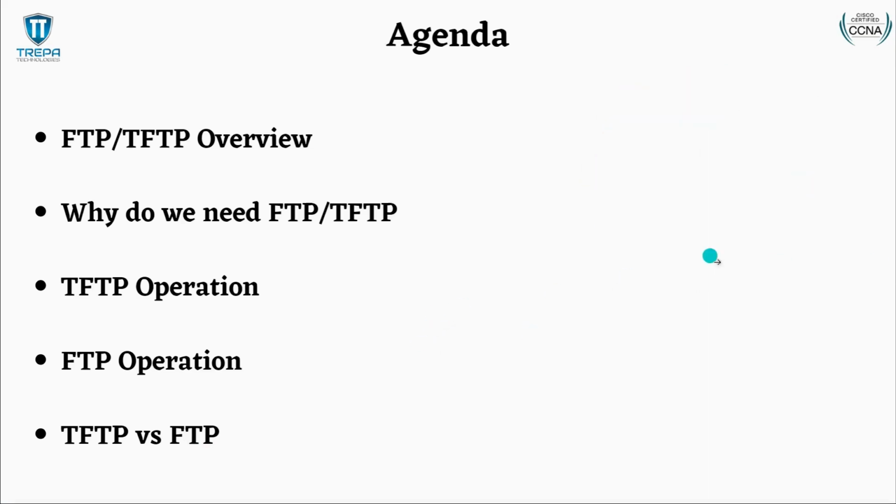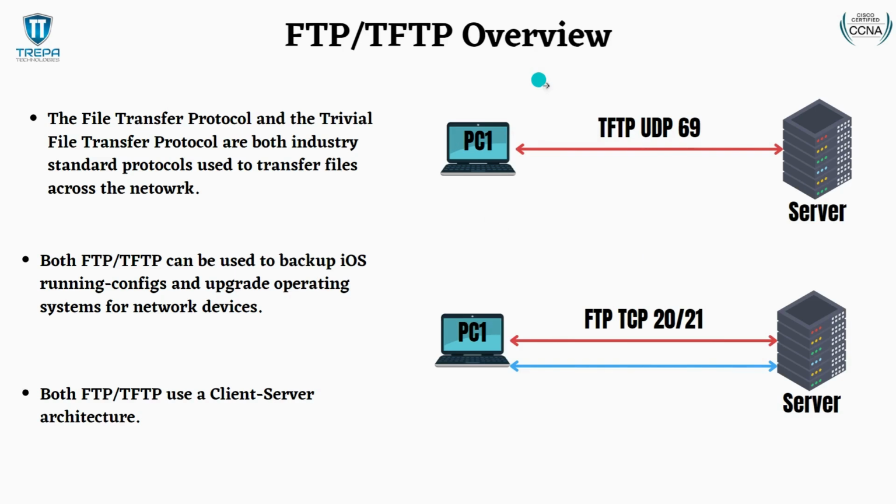Get my face out of here so we can do some real learning. So, quick overview. The File Transfer Protocol and the Trivial File Transfer Protocol, they're both industry standard protocols that are used to do one simple task, and that's really to transfer files across the network. And it's really that easy to understand.